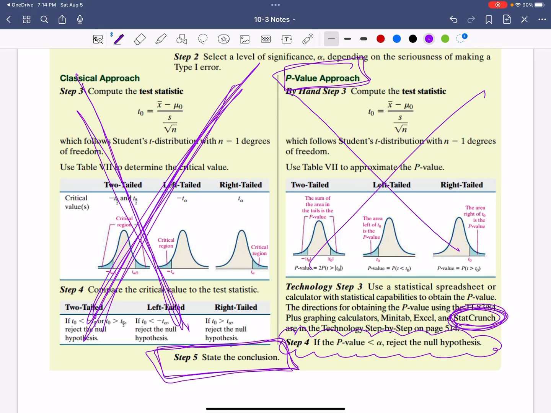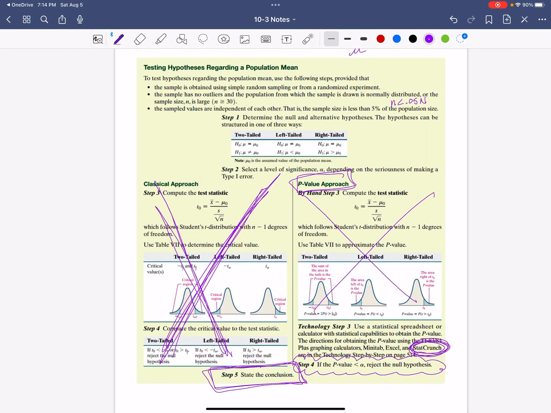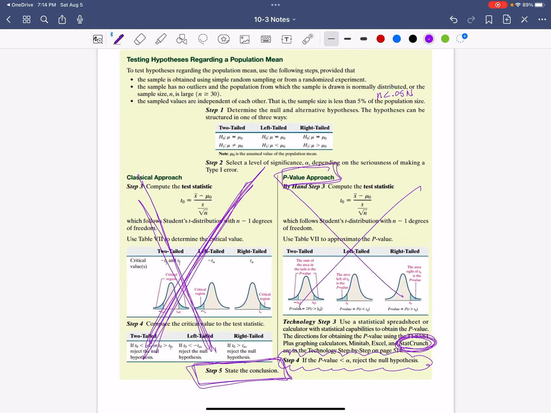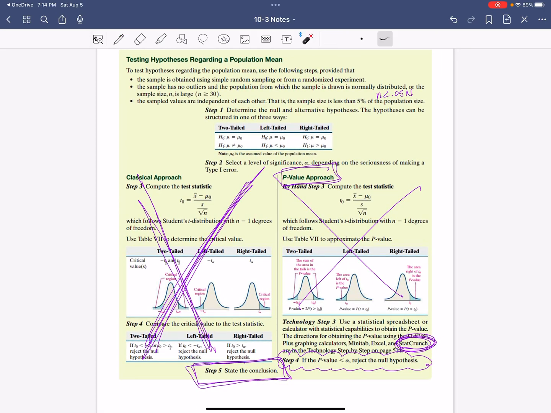Sweet, right? So regardless of whether or not you're using the mean or the proportion, the key to this is if you're given mean information, you're using mean variables. We will use StatCrunch, the p-value criteria is the same, and we'll state the conclusion. Cool, right? Then let's rock through some examples.